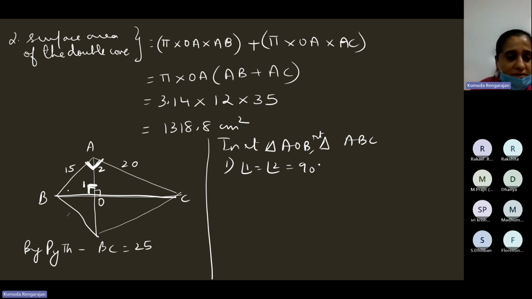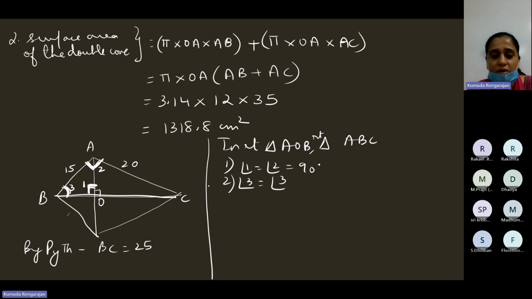And then in both the triangles, we have one common angle. Angle 3 is equal to angle 3, common angle. You can see in the small triangle you have this angle 3, and in the whole triangle also you have the same angle 3. So by double similarity, the two triangles are similar.